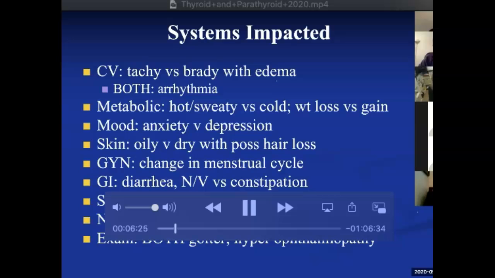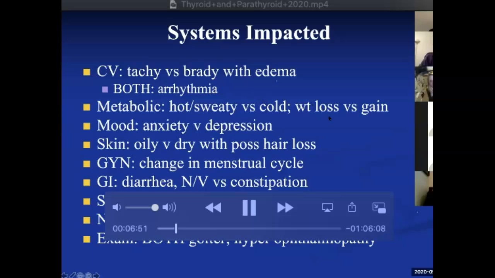And then only with hyper do you get ophthalmopathy. Bulging eyes. Sorry. Anyway, you're going to have the opposite of that when you're having hypothyroidism: maybe some bradycardia, a little bit of edema. You could still have that arrhythmia.